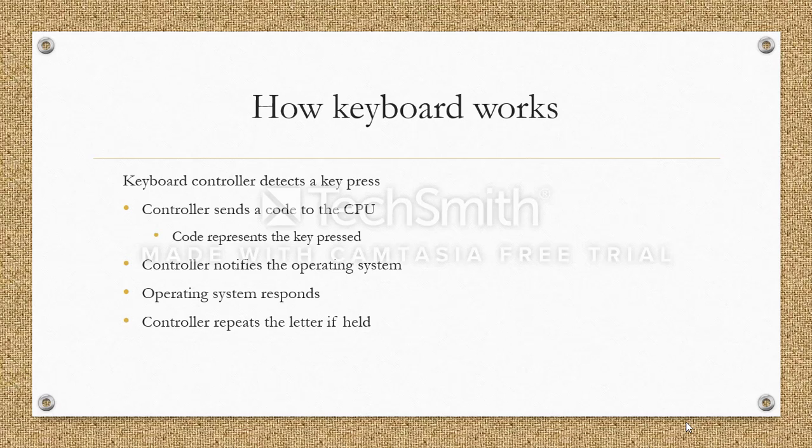The controller sends a code to the CPU. CPU means where all the processes or operations are performed. The code represents the key pressed. The controller notifies the operating system. The operating system responds to the control and repeats the letter if held.